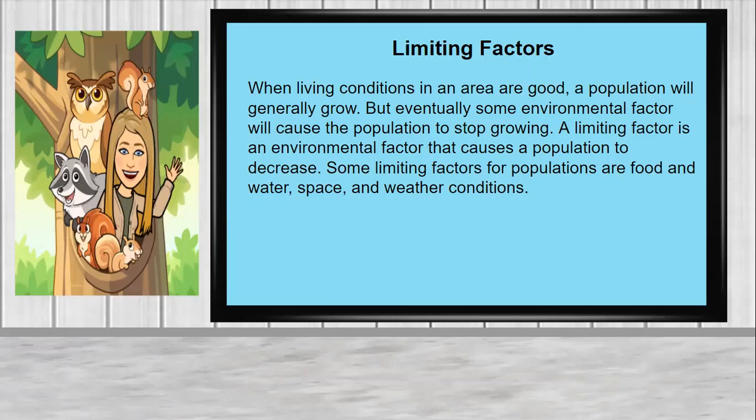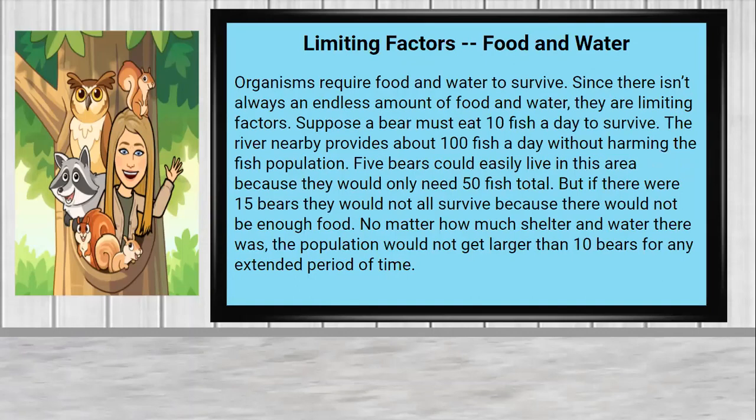So these are situations that occur in particular environments that will have a direct impact on the population of a particular organism or even several organisms. And this can be effects on plants or animals. So the first limiting factor we're going to discuss is food and water. Organisms require food and water to survive. Since there isn't always an endless amount of food and water, they are limiting factors.